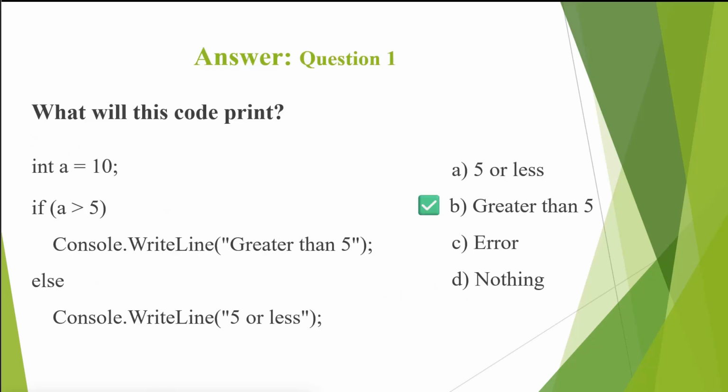For question 1, the correct answer is B. The variable A is assigned the value 10. The condition in the if statement checks whether A is greater than 5 or not. Since 10 is greater than 5, the condition is true, and the code inside the if block will execute, so it prints "greater than 5". The else part is skipped because the if condition is true.